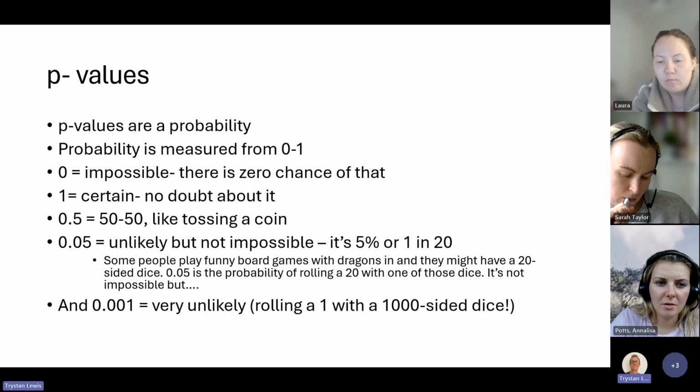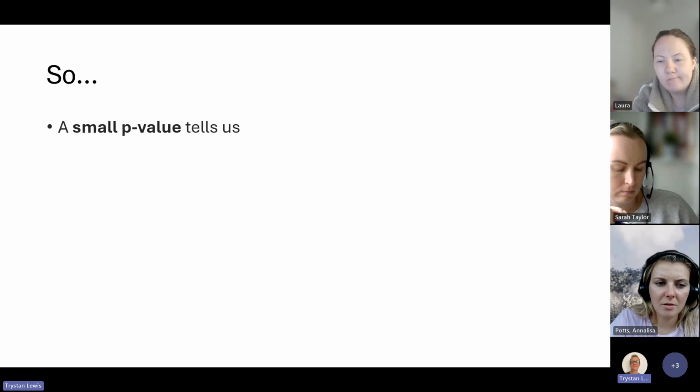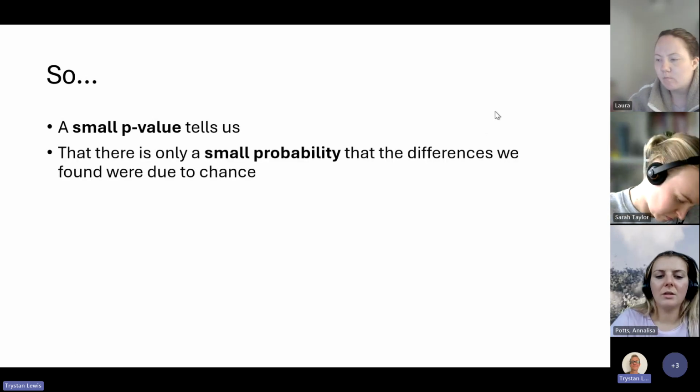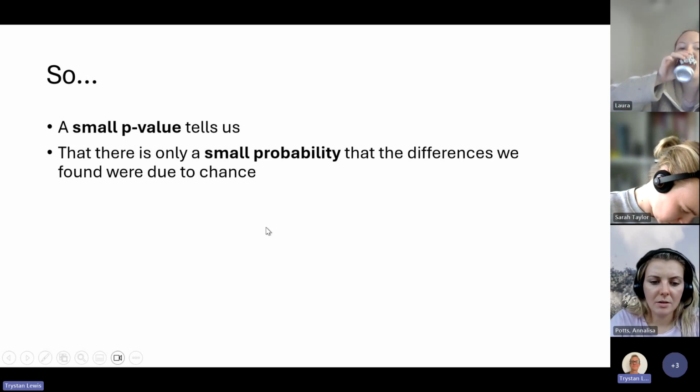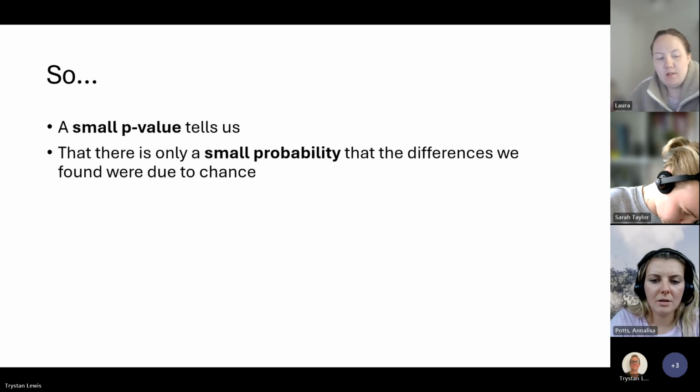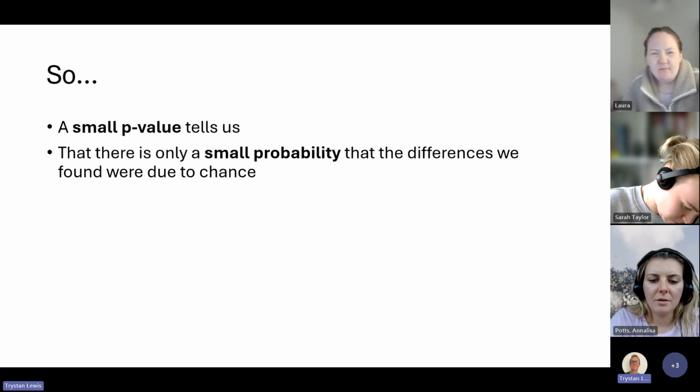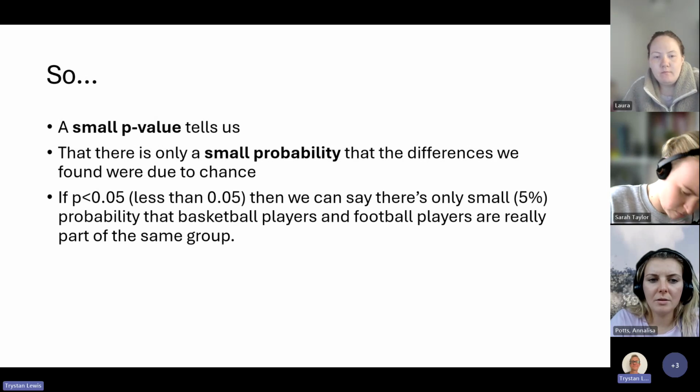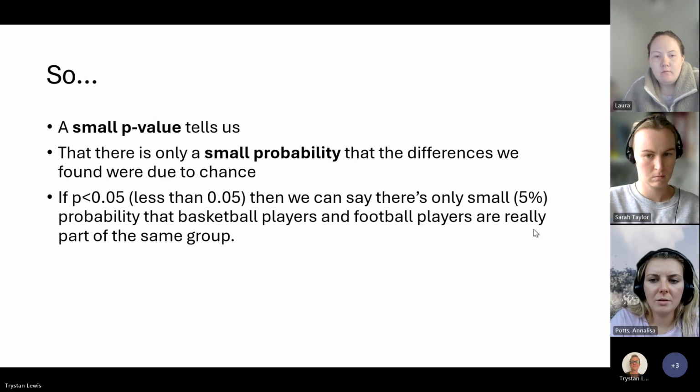So that's the p-values. A small p-value tells us that there's only a small probability that the differences were due to chance. I'll let that sink in. If it's a small p-value, less than 0.05, then there's only a small probability that basketball players and football players are really part of the same group.